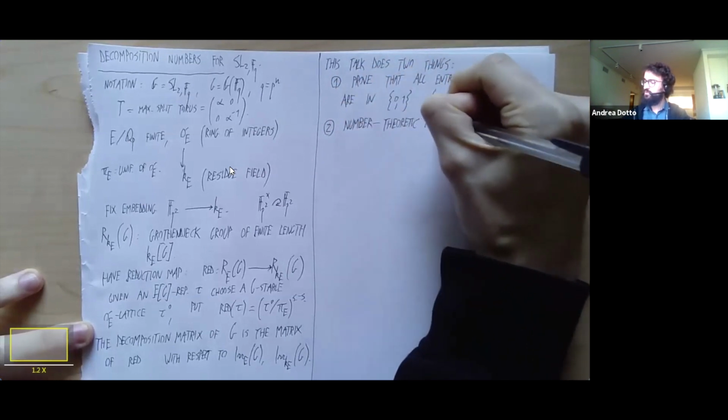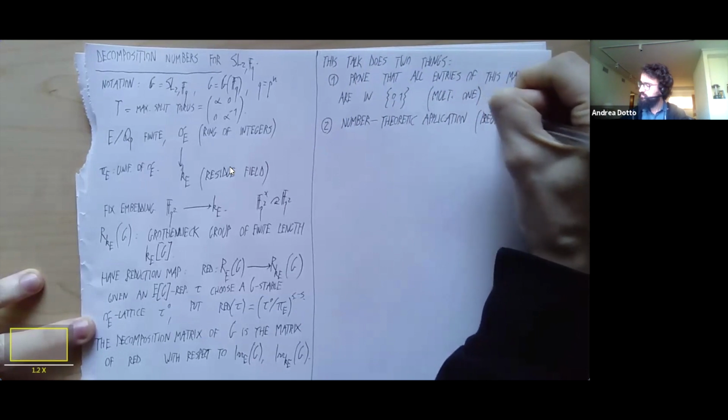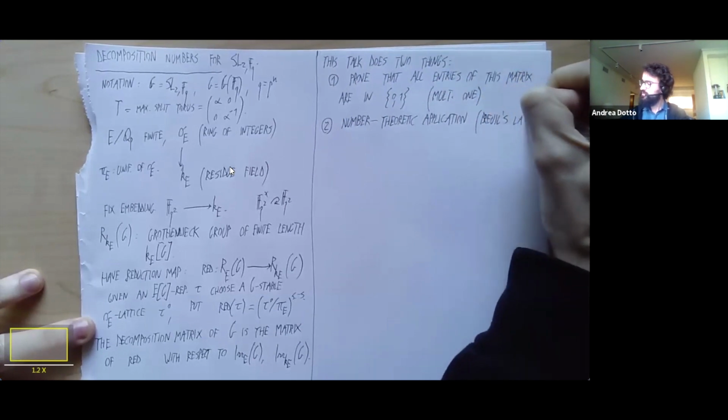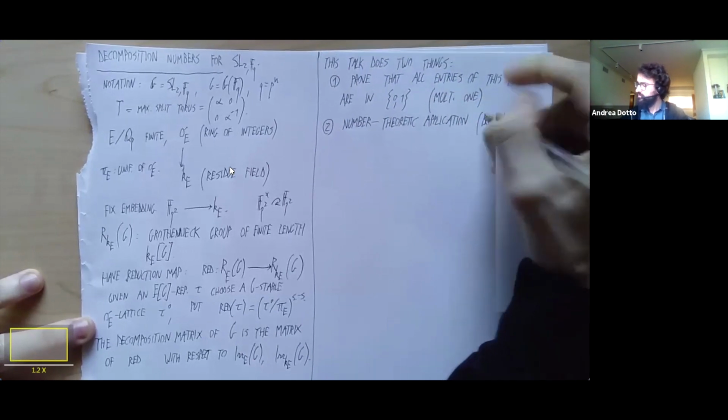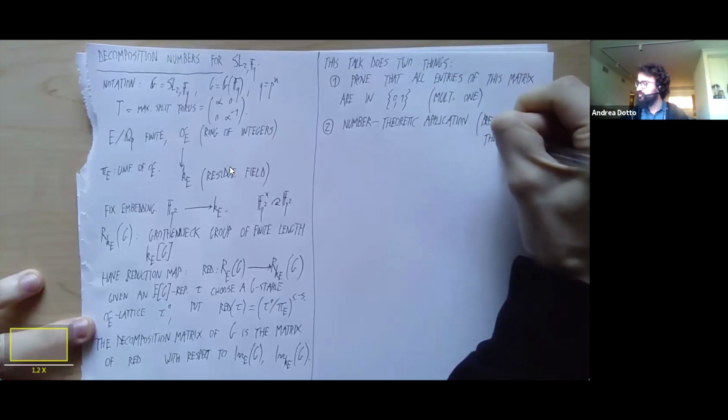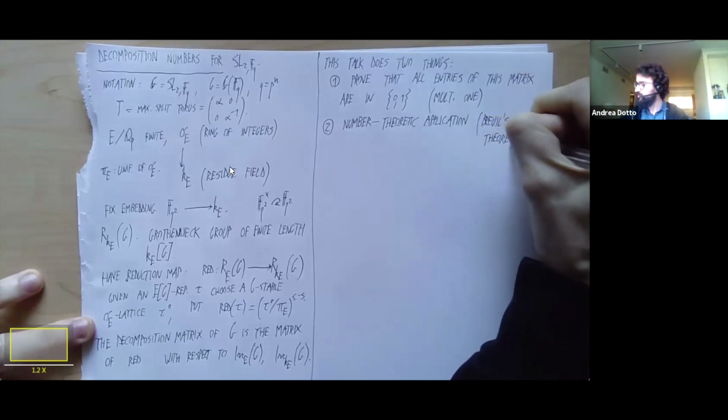And this application is going to be to Breuil's lattice conjecture, which right now is a theorem of Emerton, Gee, and Savitt, and is the motivation of much progress in this area of mod p Langlands.